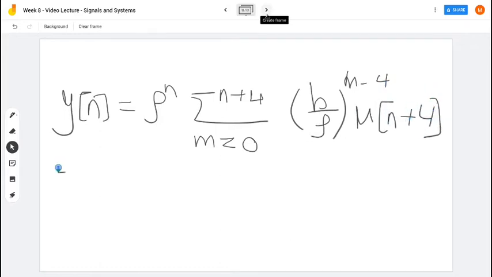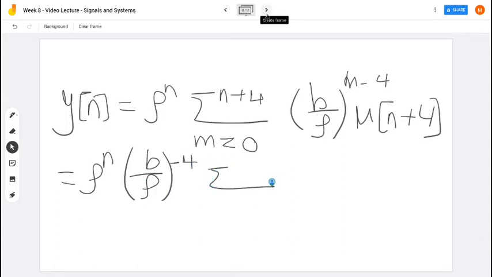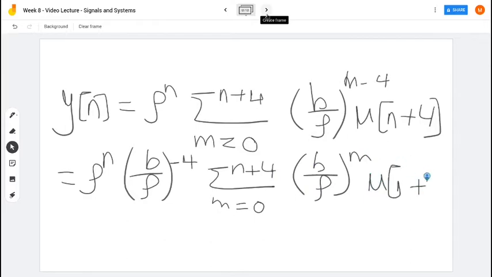So now we will be having rho to the power n, and we can take b over rho to the power minus 4 outside the summation, and we will be having the summation now over m from 0 up to n plus 4 of b over rho to the power m, times u of n plus 4.